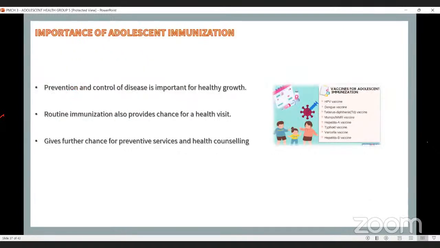The importance of adolescent immunization. Prevention and control of disease is important for healthy growth. Routine immunization also provides a chance for a health visit. It gives further chance for preventive services and health counseling.